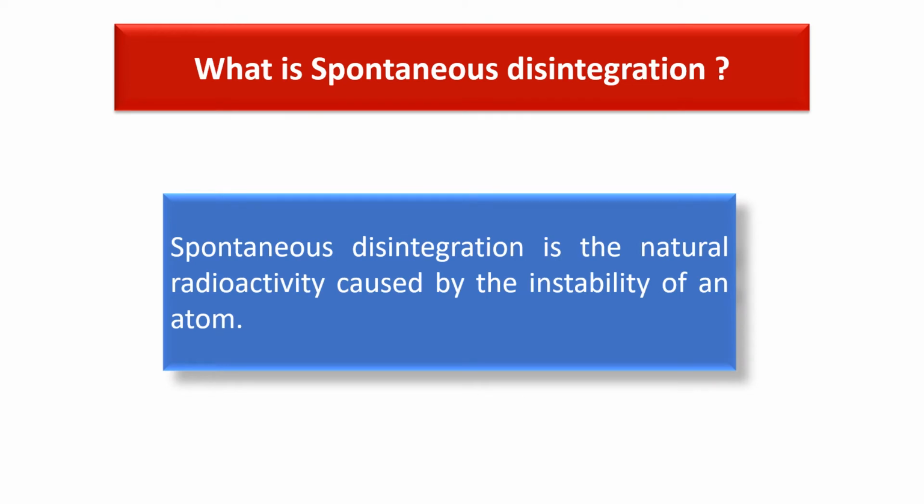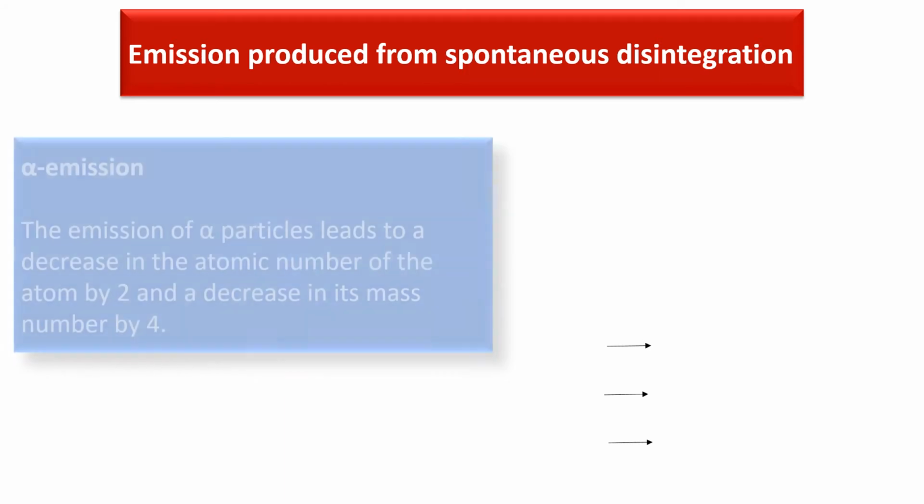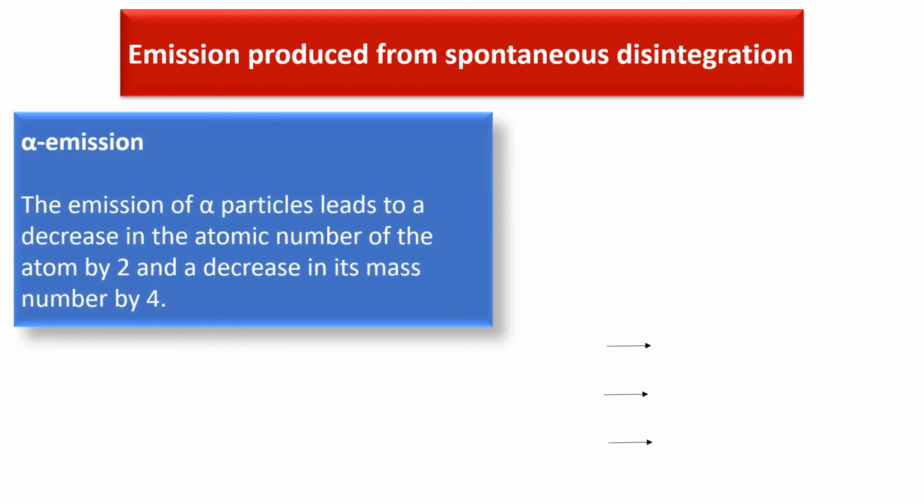Let us begin with the definition of spontaneous disintegration. Spontaneous disintegration is the natural radioactivity which is caused by the instability of an atom. Let us look at the emissions produced from spontaneous disintegration, and we are going to start with alpha emission. Alpha emission is an emission that leads to a decrease in the atomic number of a particular atom by 2 and a decrease in the mass number of this atom by 4.